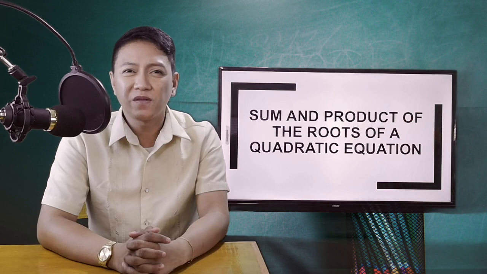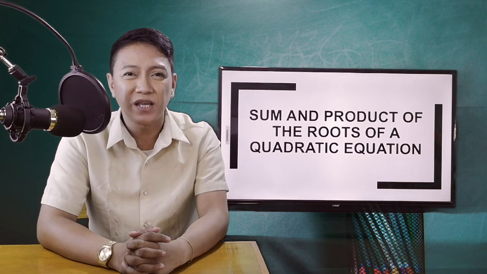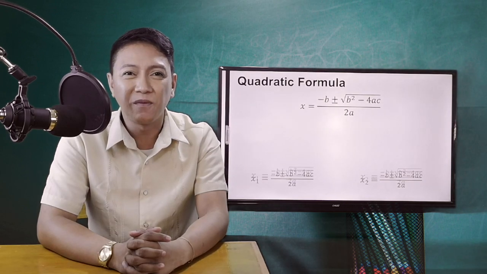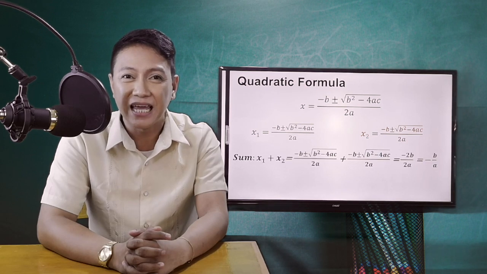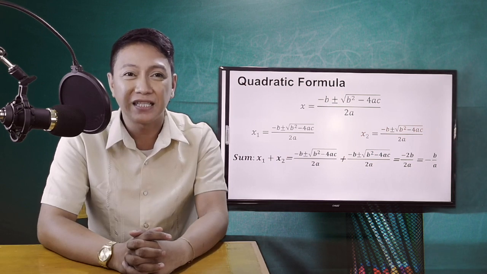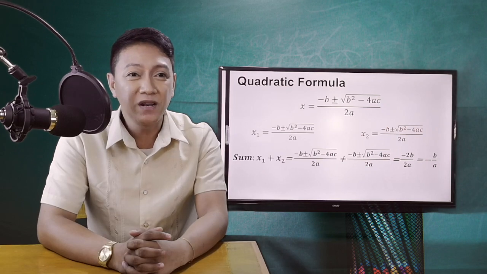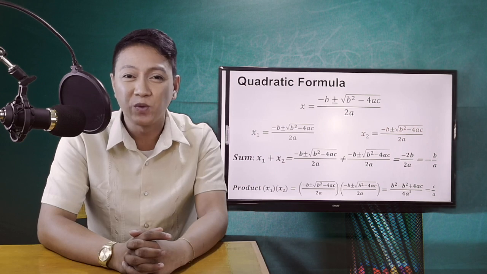Let us recall that the roots of the quadratic equation can be determined by using the quadratic formula. And so, to get the sum of the roots in terms of the coefficients a, b, and c, the formula is derived as x sub 1 plus x sub 2 is equal to negative b over a, while the formula for the product is x sub 1 times x sub 2 is equal to c over a.